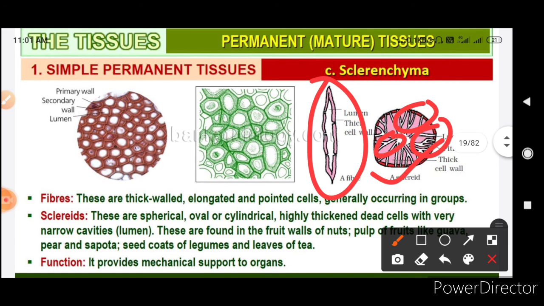They are found in fruit walls of nuts, pulp of fruits like guava, pear and sapota, and seed coats of legumes and leaves of tea. So these sclereids can be found in pulp or the fruit walls of nuts. Why are they so strong? Because of the deposition of certain chemicals like lignin, which makes them very hard. And the function is that it provides mechanical support to the organs.